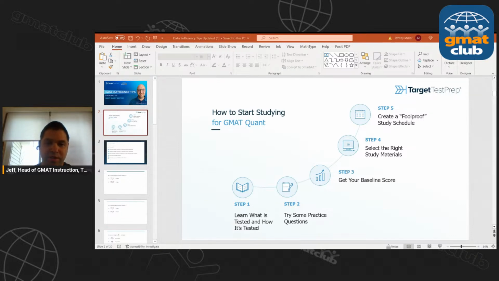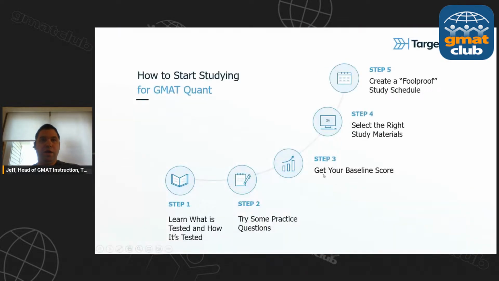So let me expand the presentation. I don't need for you guys to be able to see me. So let me just expand it and put it in presentation mode, and then we'll talk about this here. So how to start your GMAT Quant studying. If you guys, and this is GMAT studying in general, it's not just related to Quant. If anyone here is brand new to the GMAT, then this is huge, because you need to have a process that you follow to get up to speed with your studying.